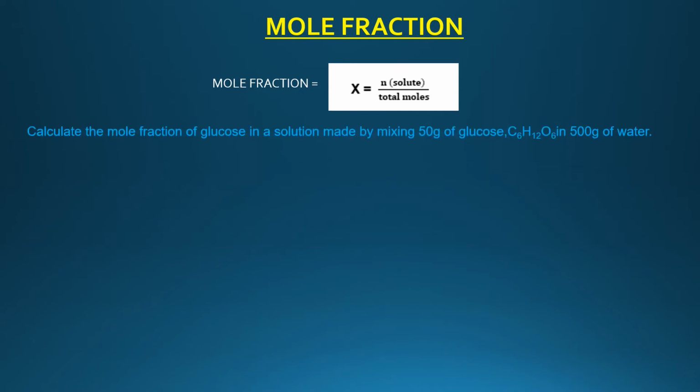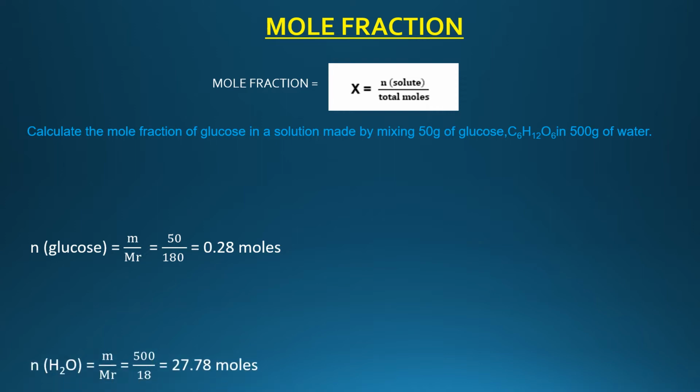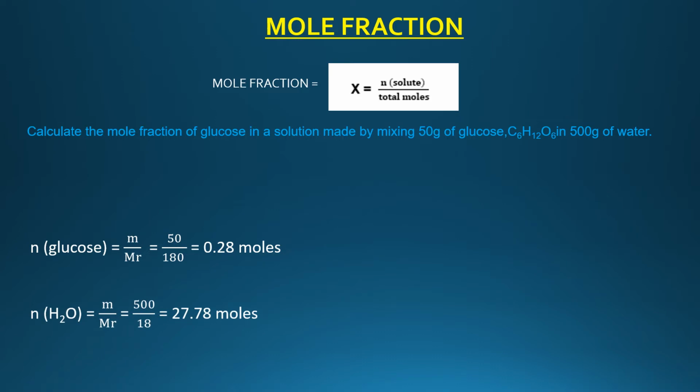In this question, we have to find the mole fraction of glucose in a solution made by dissolving 50 grams of glucose in 500 grams of water. So the first thing we will be doing is to find the mole of each of the components. We will find the mole of the glucose, where the mass will be divided by the molar mass, and then we will find the mole of water, which is a solvent.